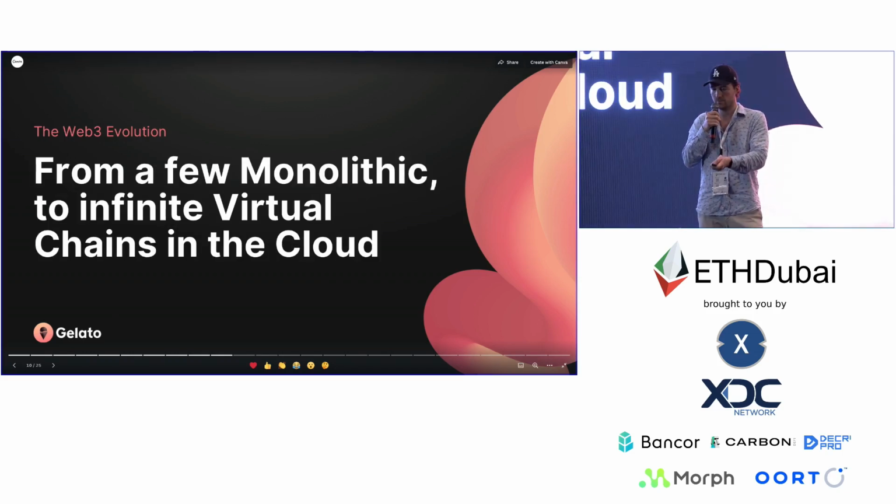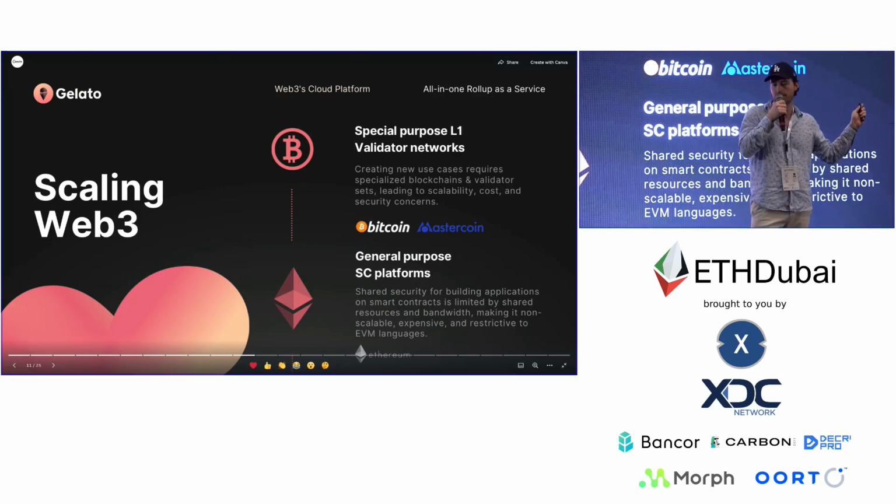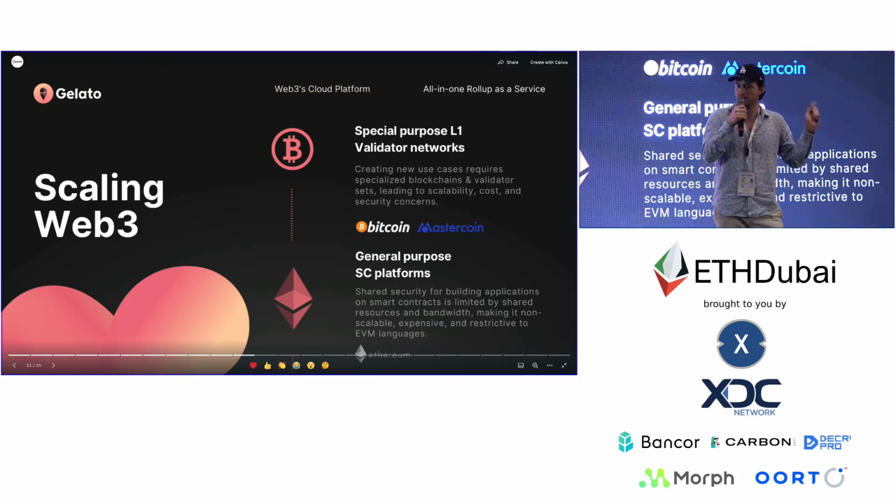So I just took you on a trip down memory lane for Web 2 scaling, and now I'm going to do the same for Web 3. In Web 2 scaling, we had physical servers in the first stage, right, at your home. This was basically Bitcoin back in the day, in 2013, I guess, and so on.